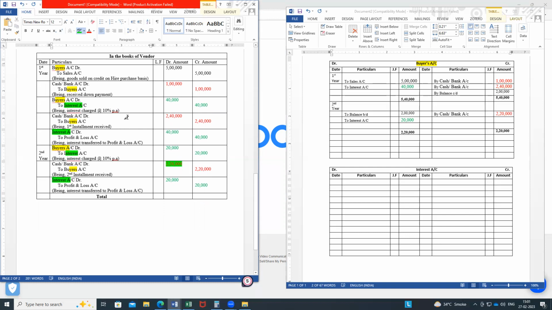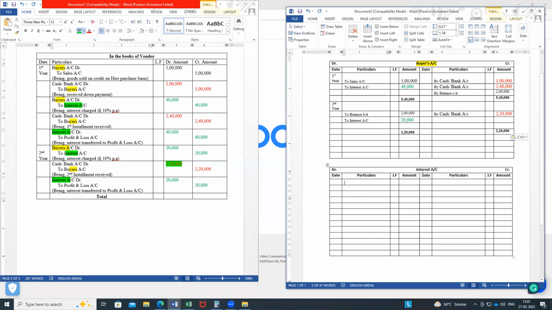The first thing. Okay. Now, the next thing I will do, I will go to the interest account, the ledger that I have prepared, and then I will pass the journal entry. How? First year mein buyer's account debit to interest account. Okay, means interest account ke credit side mein jana hai, because it is written to interest account. So go at the credit side of the interest account, to interest account, and the debit entry would be buyer's account.